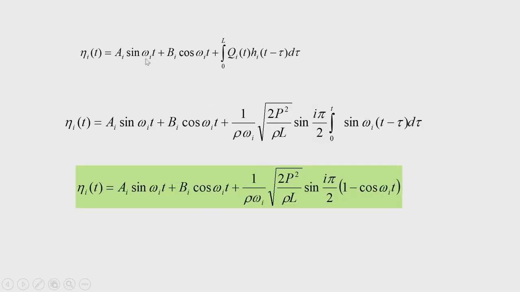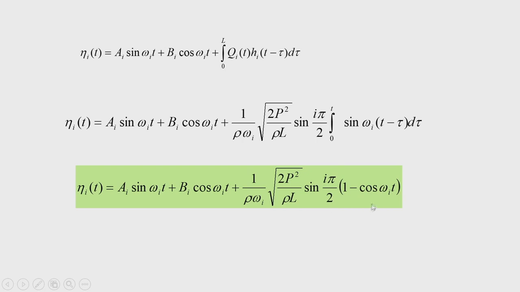Okay. So now we have to find the total response. One is the homogeneous part and the other is the particular integral. The homogeneous part is written here, and for the particular integral, because this is a step function, the constant force is taken outside the integral sign. And then you know that the impulse response function at the ith mode is sin omega I t over omega I, and here the argument has to be t minus tau, and therefore the other term rho omega I comes here and it is integrated. So the result is eta I t equal to A I sin omega I t plus B I cos omega I t plus 1 by rho omega I root over 2 P square by rho l sin I pi by 2 into 1 minus cos omega I t.